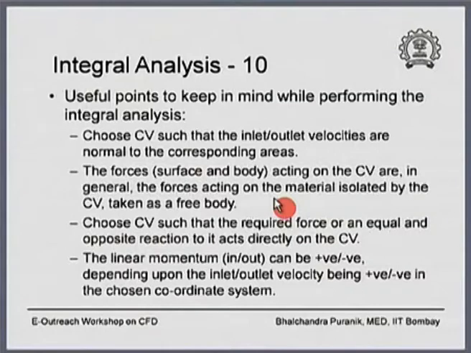It turned out that all examples yesterday that we talked about had linear momentum both in and out positive. The reason was it is determined by the inlet and outlet velocity, whether it is positive or negative in the chosen coordinate system. So the mass flow rate, as I said yesterday, will always be positive, but the linear momentum that it carries with it can be positive or negative depending on the inlet and outlet velocity being positive or negative in the coordinate system.